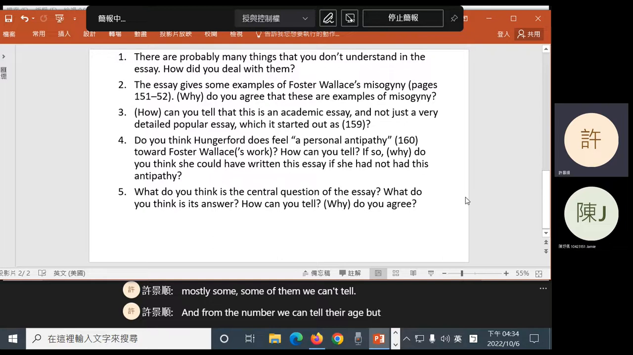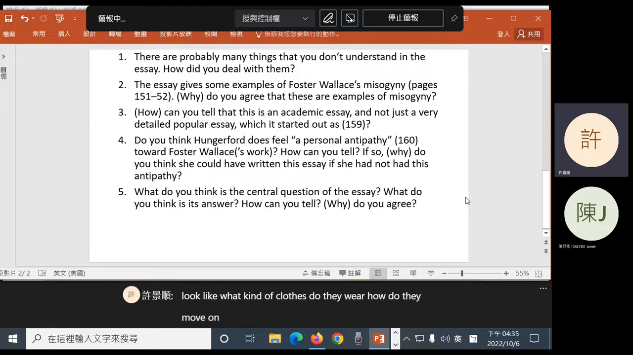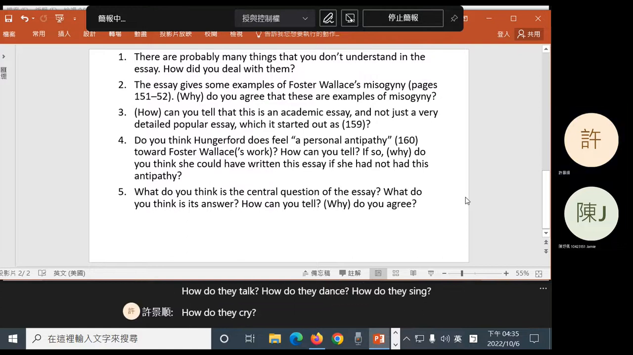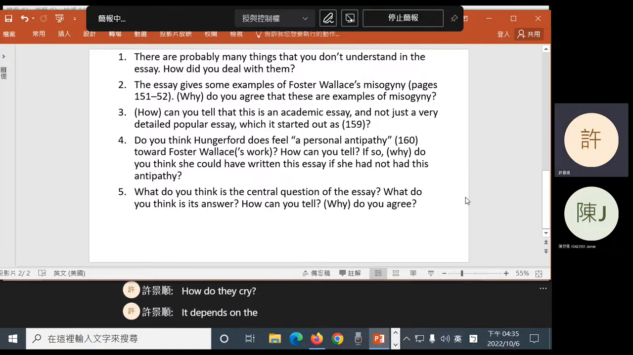But what do they look like? What kind of clothes do they wear? How do they move in space? How do they interact with other people? How do they talk? How do they dance? How do they sing? How do they cry? It depends on the specific performance. These are things that we cannot see, we cannot read from the page.